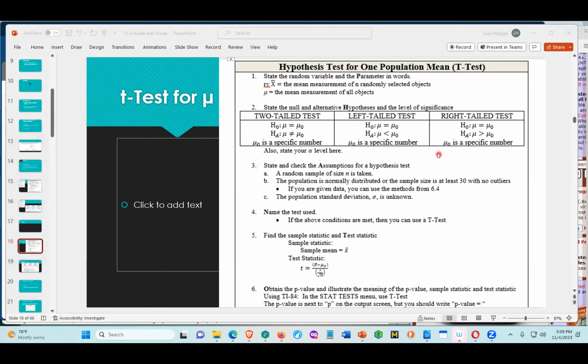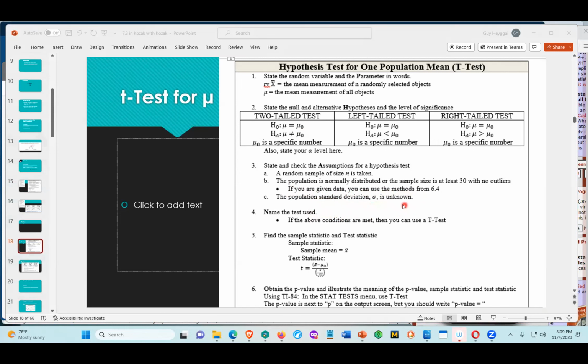You've got different kinds of assumptions here. We were just talking about that. Random sample of size n is taken. The population is normally distributed, or the sample size is at least 30 with no outliers. So, how fun is it to check that every time? If you are given data, you can use the methods from 6.4, which we didn't even do, so that was not part of the course. Don't worry about that. The population standard deviation sigma is unknown.